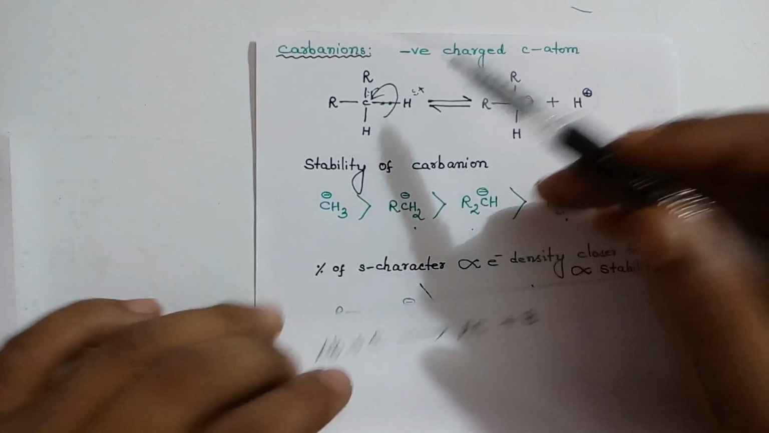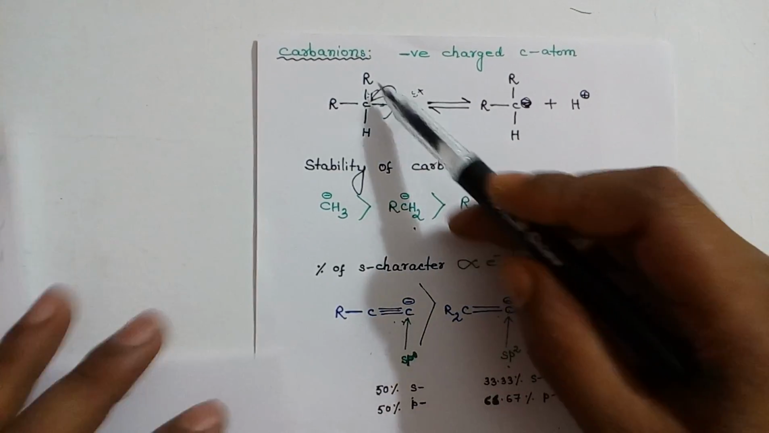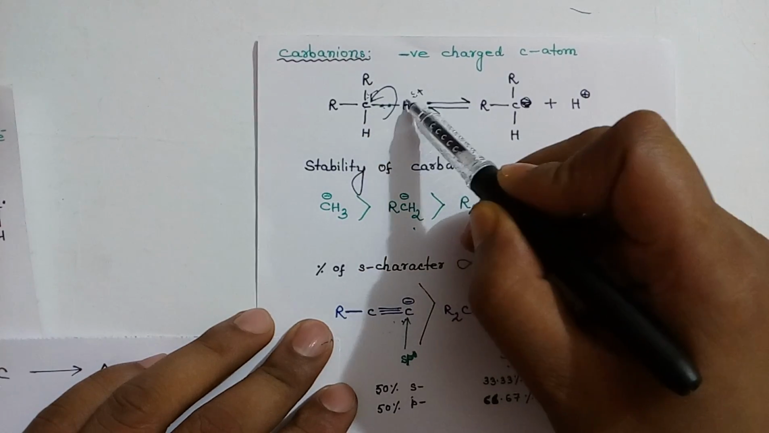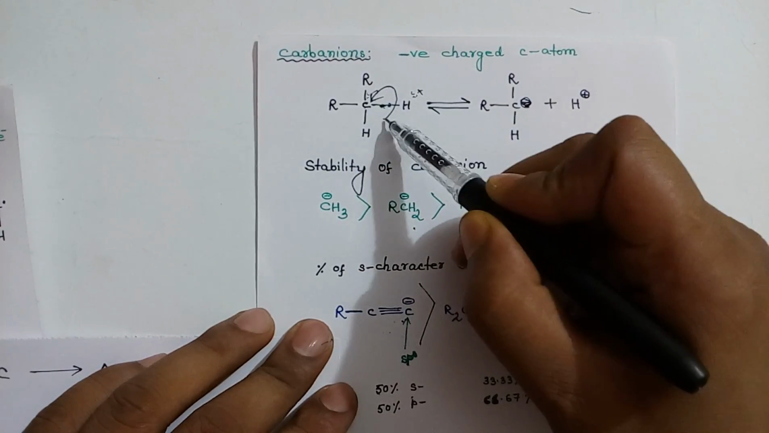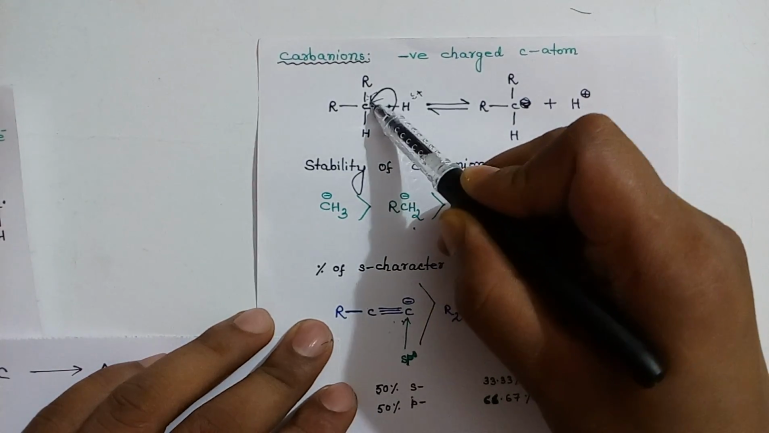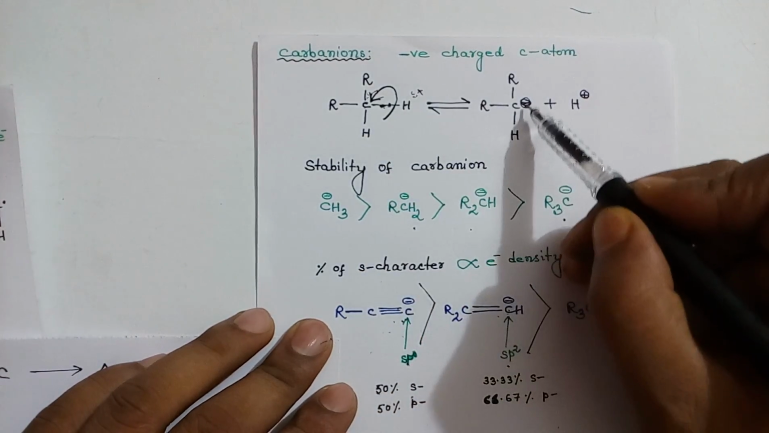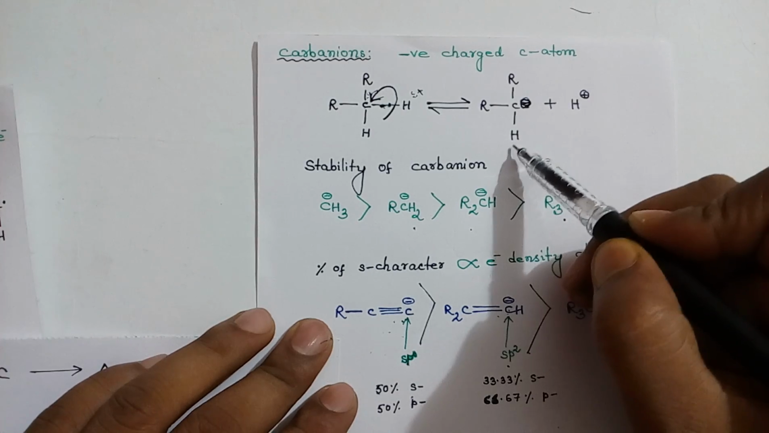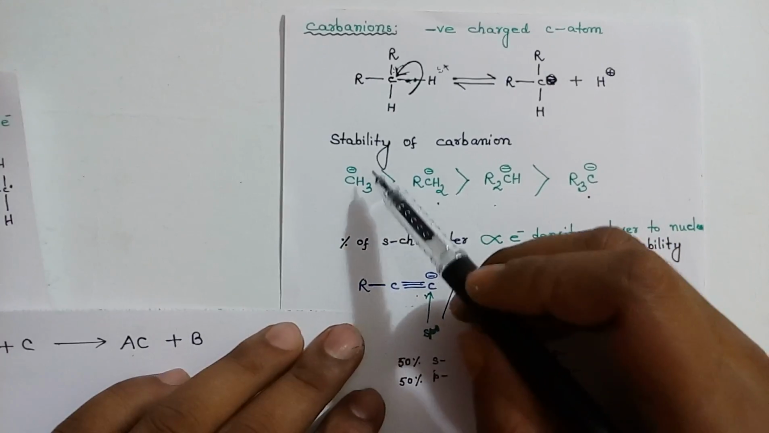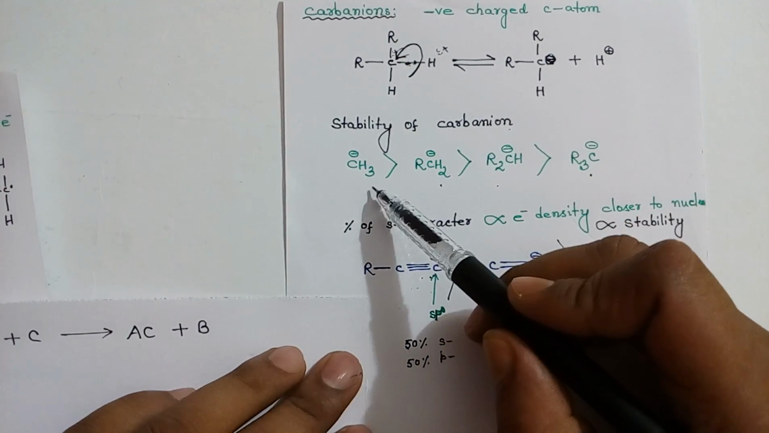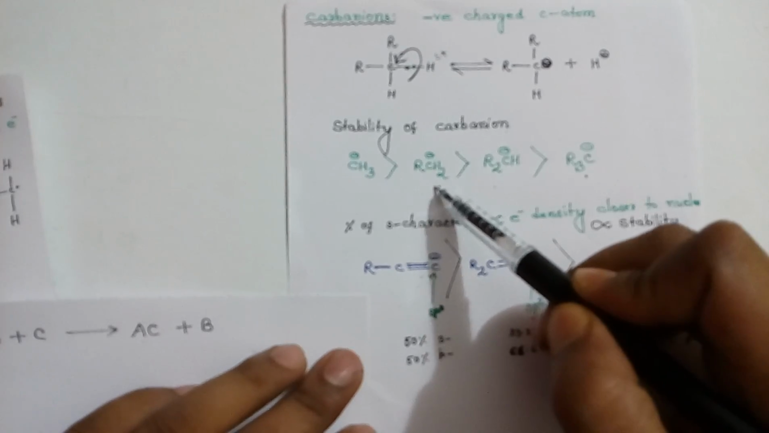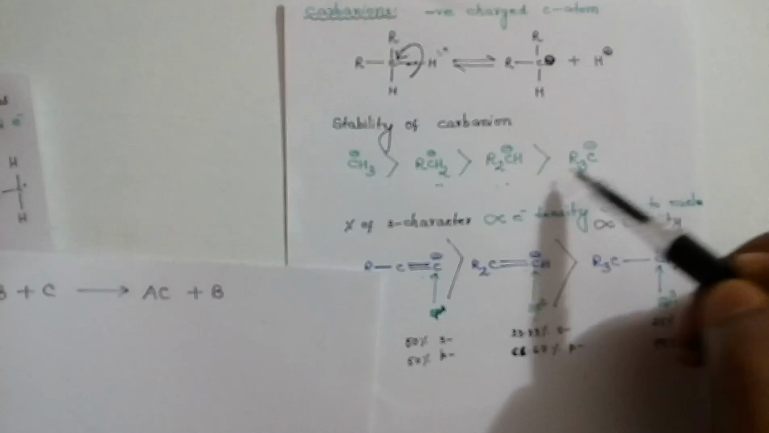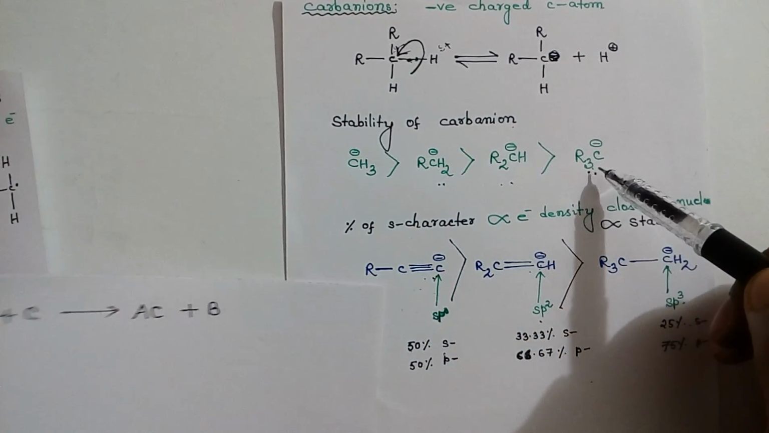Take this species. In the bond between C and H, carbon is more electronegative, so the bond will be broken heterolytically. Thus, carbon is acquiring a negative charge. So this species is a carbanion. Stability of carbanion: methyl carbanion is more stable than primary carbanion, then secondary and tertiary carbanion. Let's understand this order of stability.